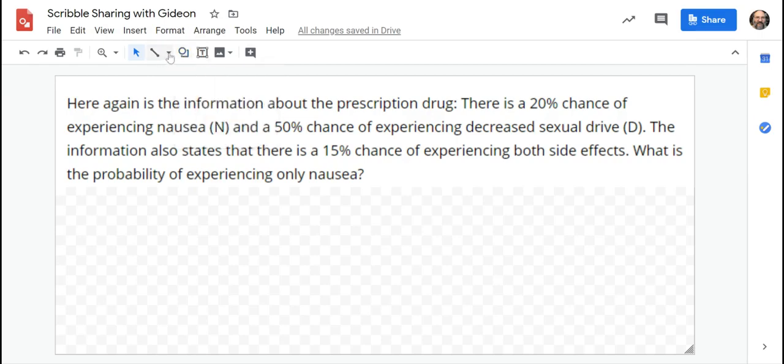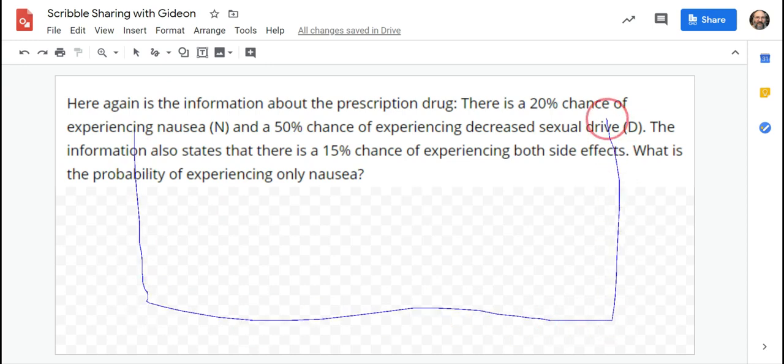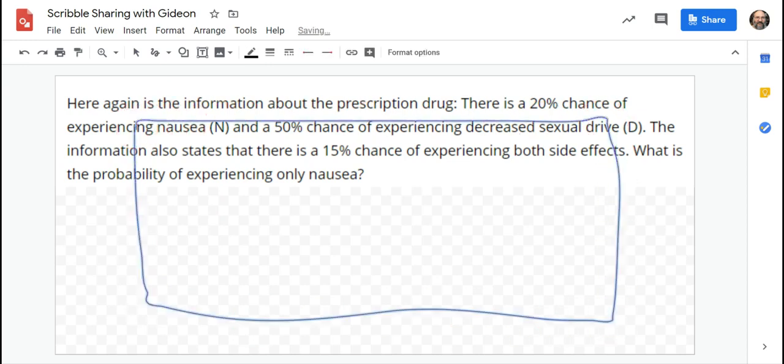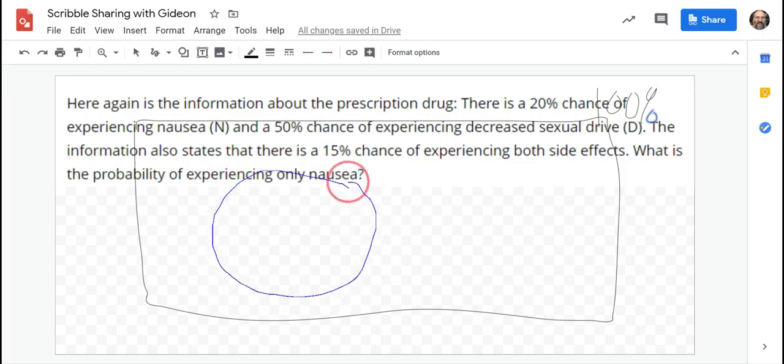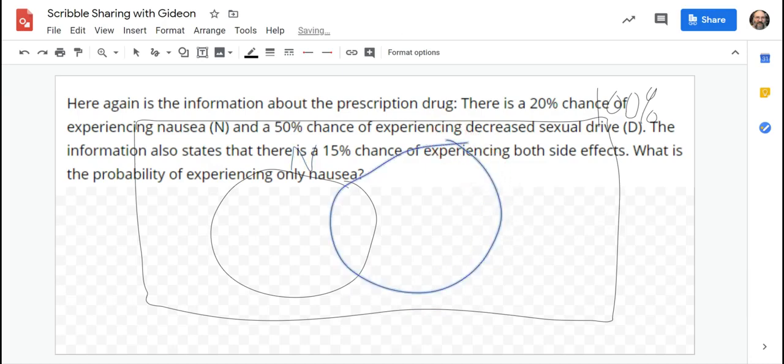I always recommend starting with, always remind yourself that you're in a 100% situation, right? There's a 100% chance of something happening. So you've got leftovers. And then, of course, you've got the two, right? The two things, the nausea and the decreased sexual drive, the D. You've got the N and the D. Doesn't matter what they are or what the letters are. Every Venn diagram looks like this. You don't have to draw them to scale.